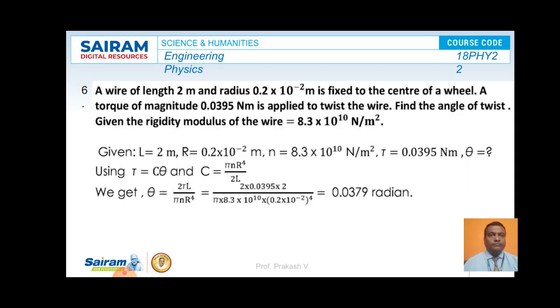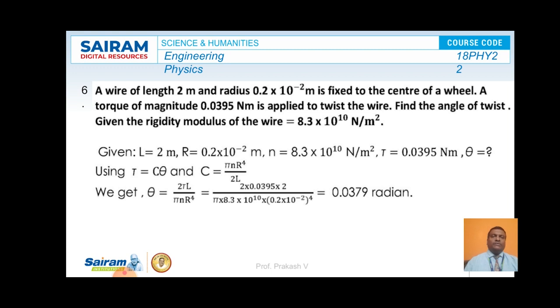The sixth problem is a wire of length 2 meter and of radius 0.2 into 10 to the power minus 2 meter is fixed to the center of a wheel. A torque of magnitude 0.0395 Newton meter is applied to twist the wire. Find the angle of twist. Given the rigidity modulus of the wire is 8.3 into 10 to the power 10 Newton per meter square.